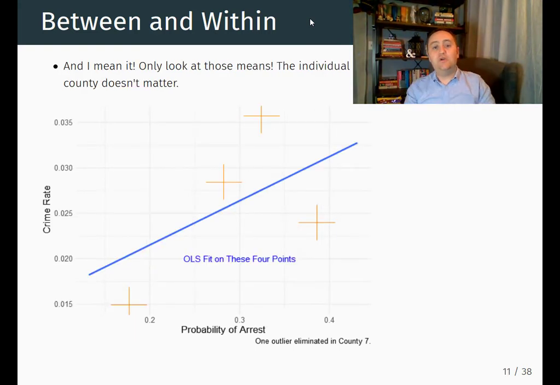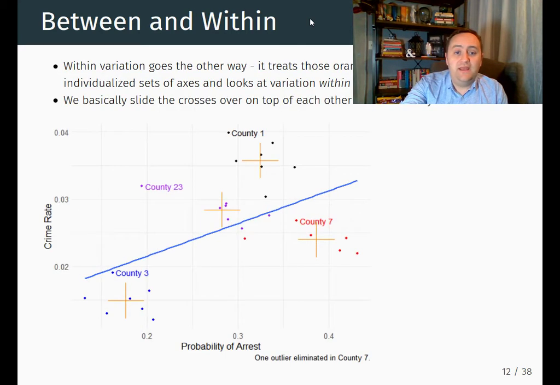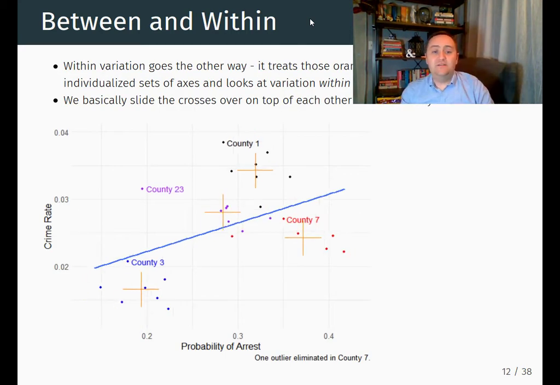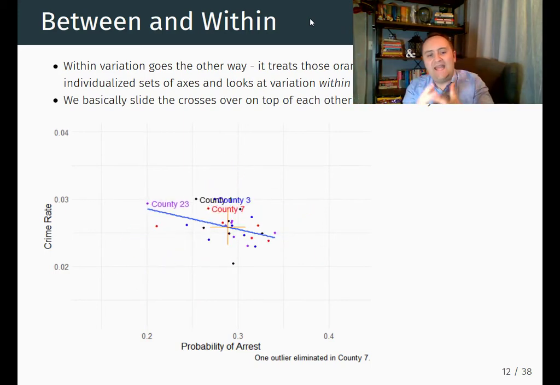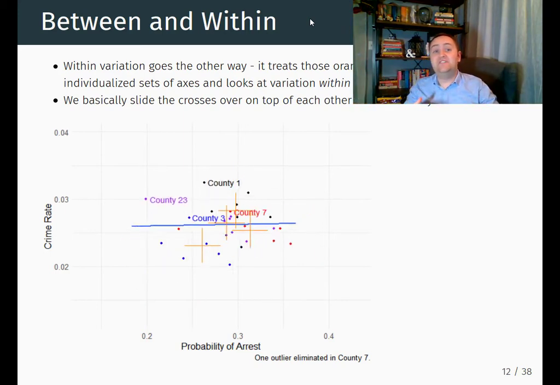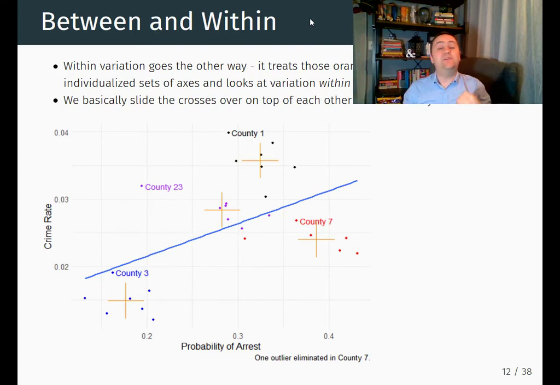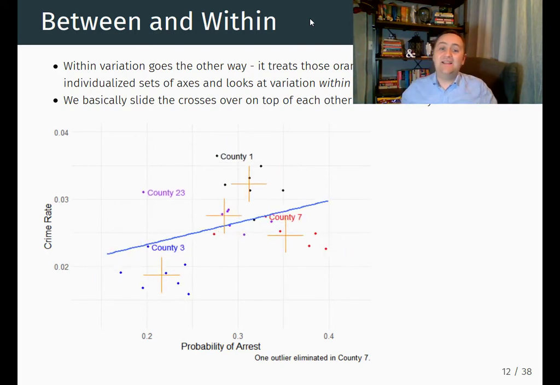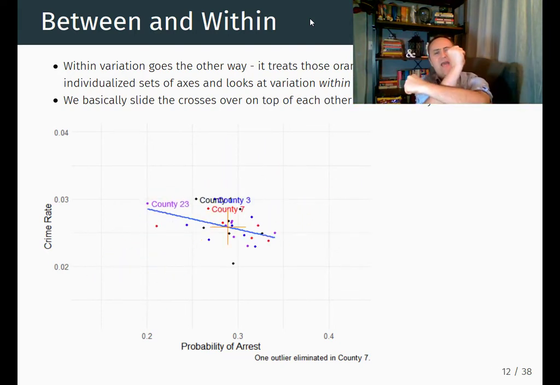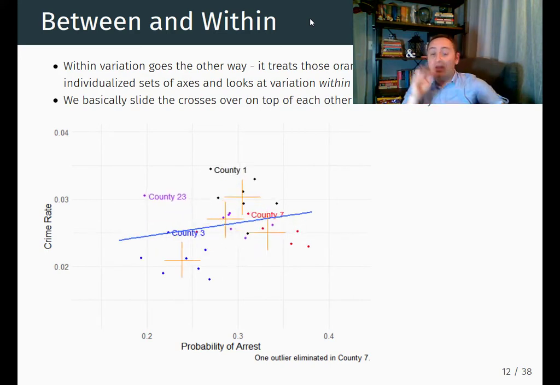If we just look at those crosses by themselves, we ignore the year-to-year variation, then we are just looking at the between variation here. On the other hand, if we look at the dots themselves and we move all those axes together, we are ignoring the differences between the counties, right? We're ignoring the between variation and saying, let's imagine that every county had the same axis, right? So it's not that we're forcing them to have the same axis.